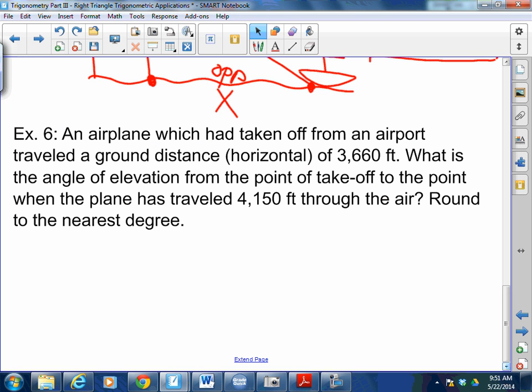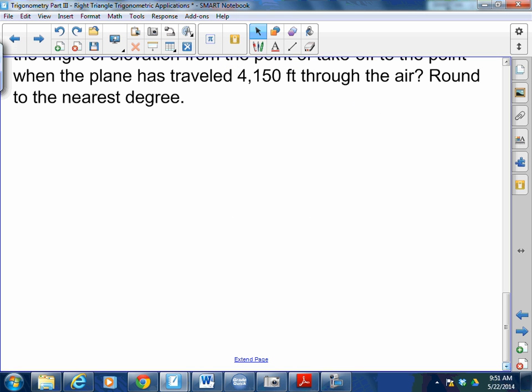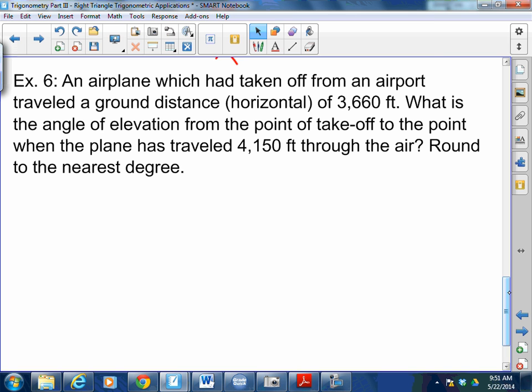Let's do it. An airplane which had taken off from an airport, oh, this is a really good one, traveled a ground distance of 3,660 feet. What is the angle of elevation from the point of takeoff to the point when the plane has traveled 4,150 feet through the air, rounded to the nearest degree?